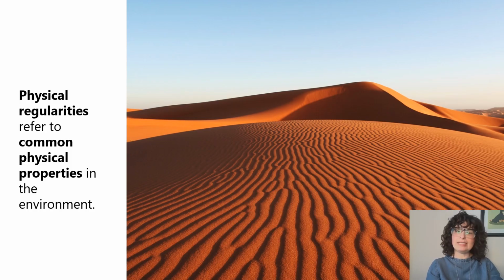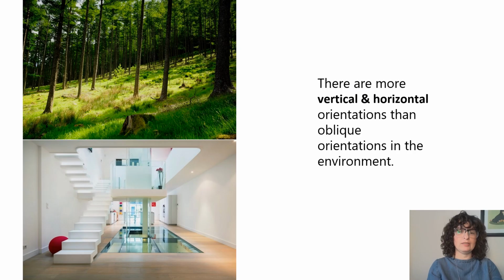So perception takes advantage of regularities in the environment to help organize sensations. There are characteristics in the environment that occur frequently, including physical regularities, which refer to common physical properties in the environment, some of which can have pretty dramatic effects on our perception. One physical regularity that influences perception is related to orientation, and this is referred to as the oblique effect. So indoors and outdoors, there are more vertical and horizontal orientations than oblique orientations in the environment.